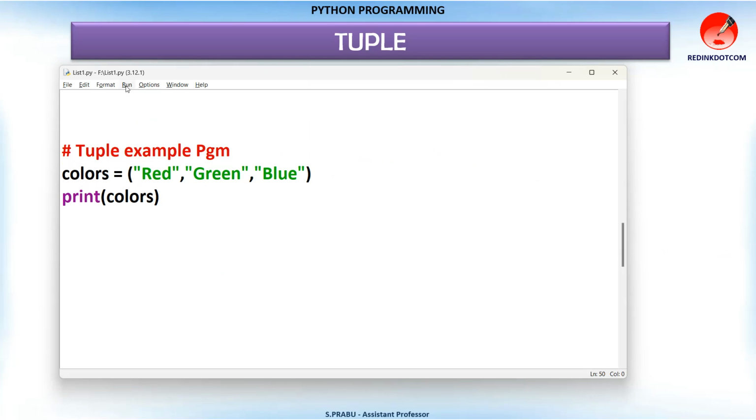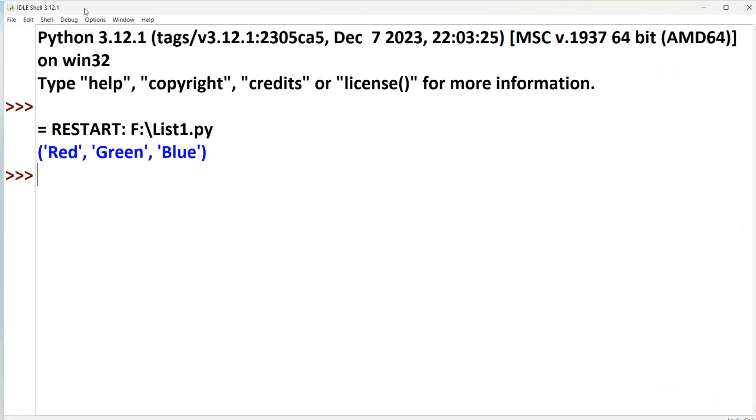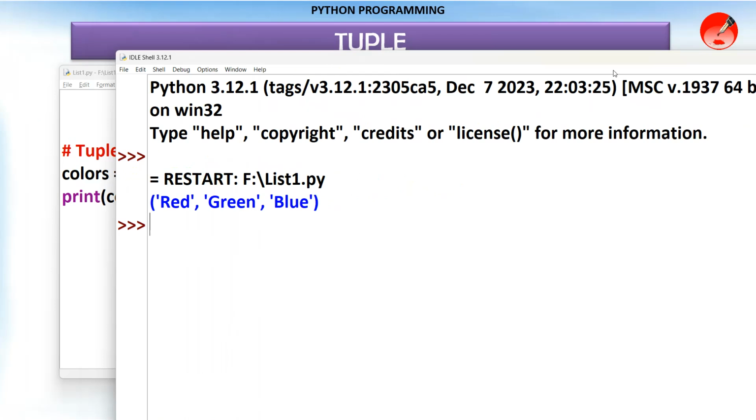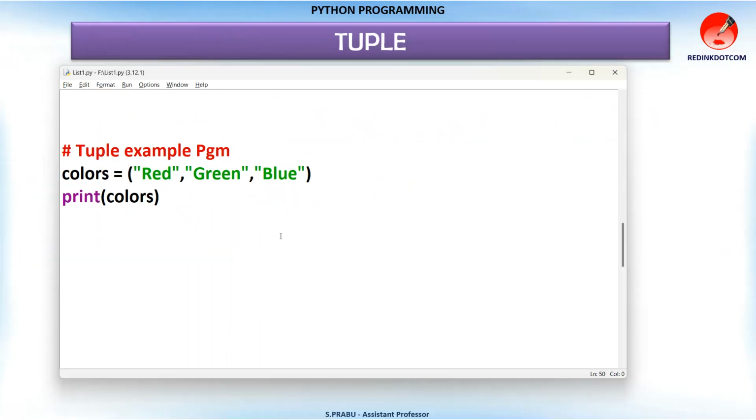Now I try to print the tuple items. So it is printed like this. So I get the output like this. Suppose I want to print the tuple elements one by one, then I can use the for loop.